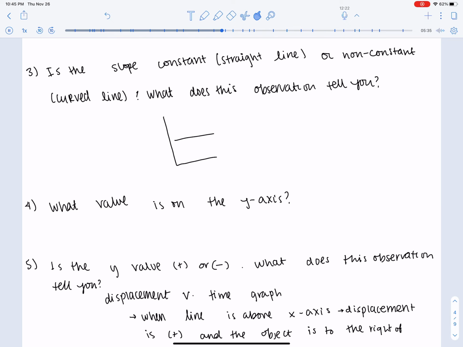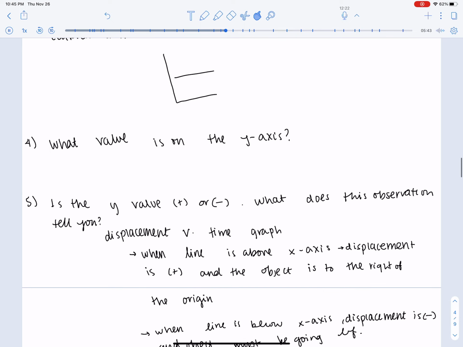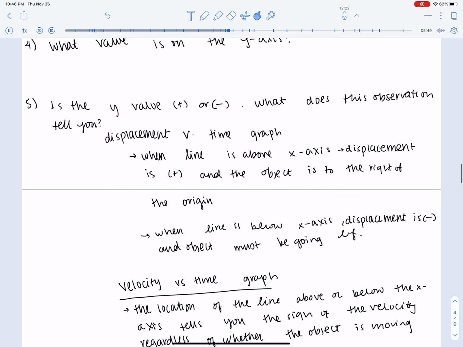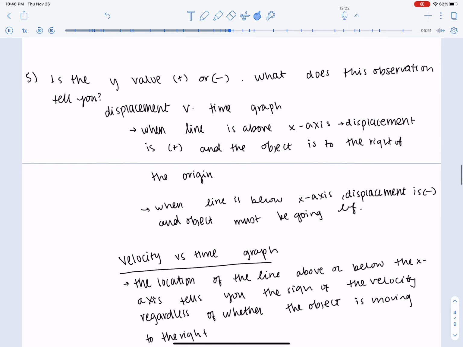If the slope is constant, then we will observe a straight line, or if it's not constant, then a curved line. It is also important to note what value is on the y-axis, and is a y value positive or negative, and what does this observation tell you?